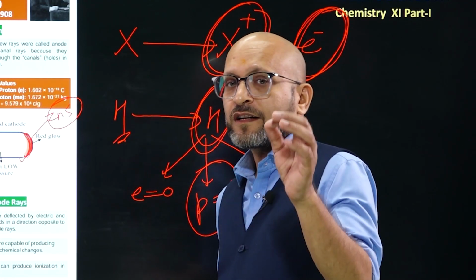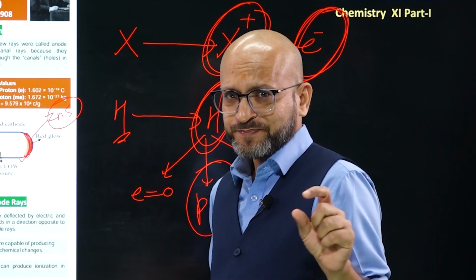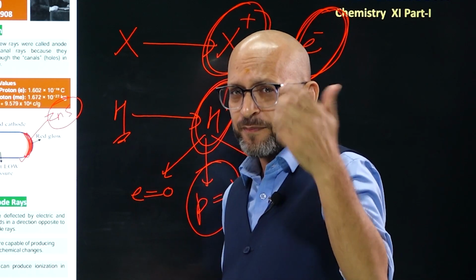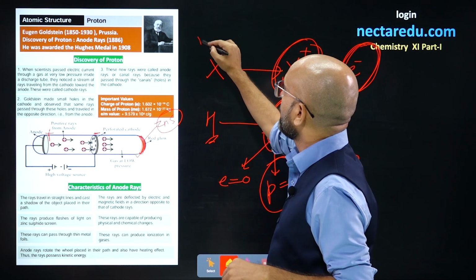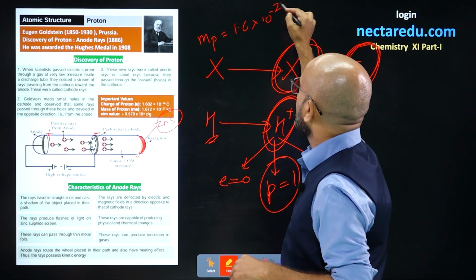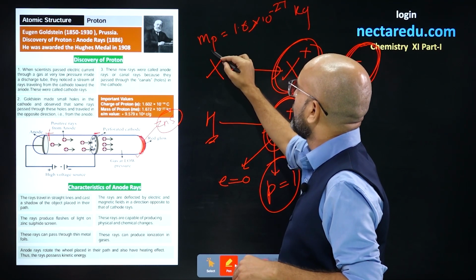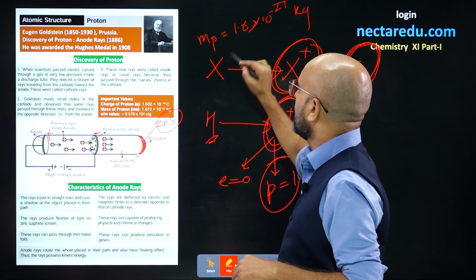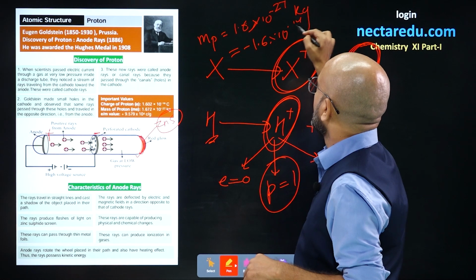All right. What are the properties of a proton? A proton is a positive particle; H plus is a positive ion which has a proton. And what is the mass of a proton? The mass of a proton is 1.6 × 10^-27 kg. And what is the charge on a proton? The charge is 1.6 × 10^-19 coulomb.